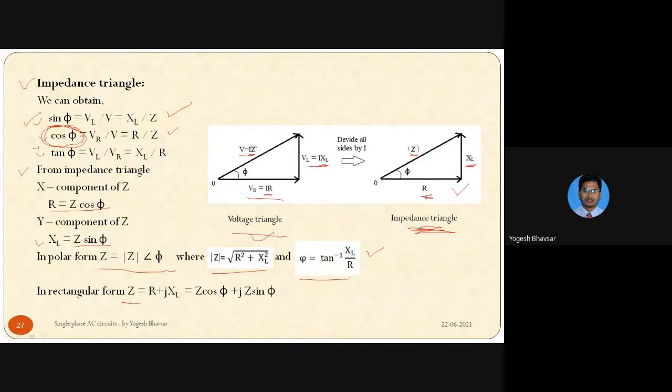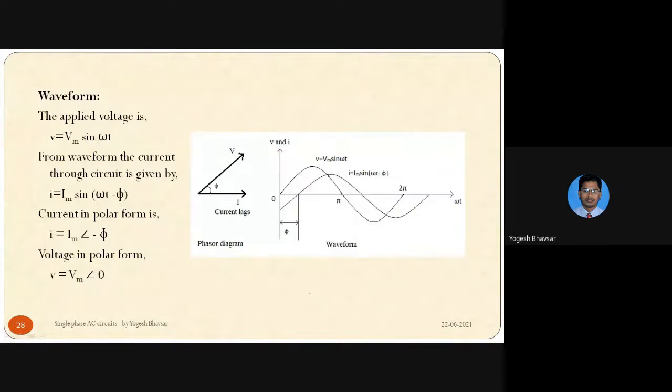Right? In rectangular form, Z is equal to R plus JXL, or in detail, mod of Z cos phi plus J mod of Z sin phi. This is in rectangular form. So this is the impedance triangle and the different parameters that we can calculate from it. So hope you are getting it.